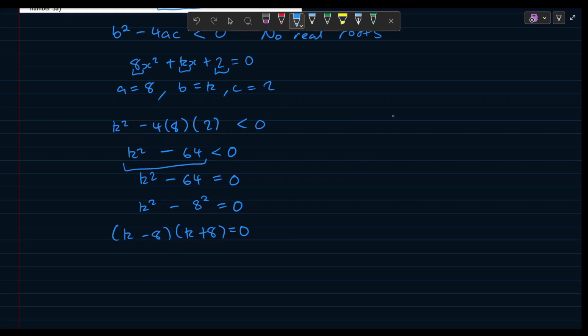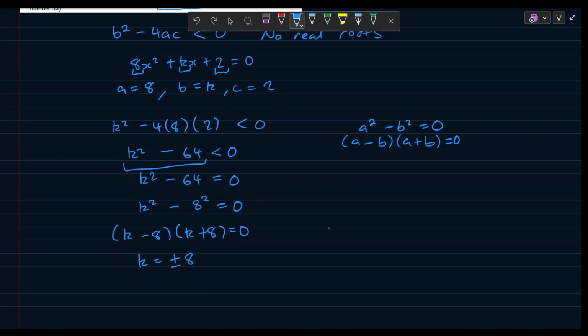If you're not familiar with a difference of 2 squares, this is when you have a squared minus b squared is equal to 0. You can factorize this to be a minus b times a plus b is equal to 0. That's what we did here. We've got k squared minus 8 squared, so that's k minus 8 times k plus 8. So our solutions here are k is, we get plus or minus 8.